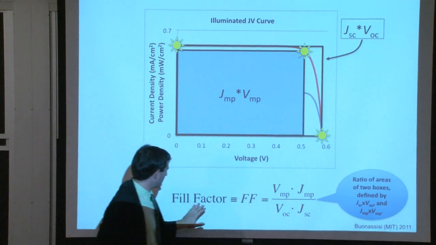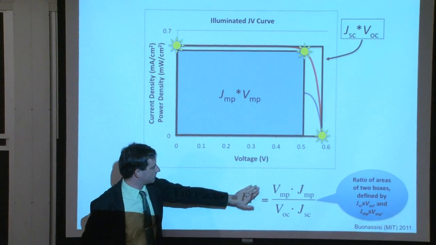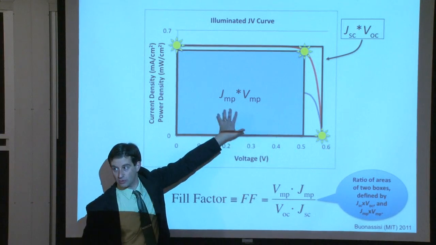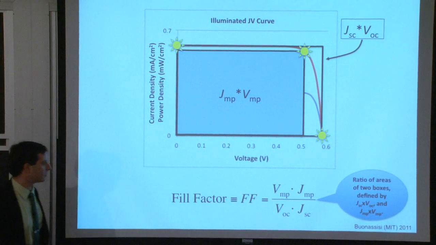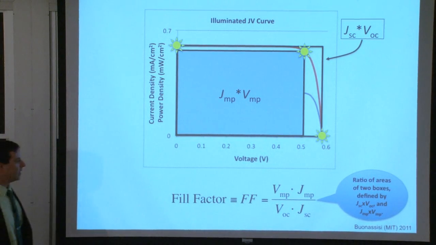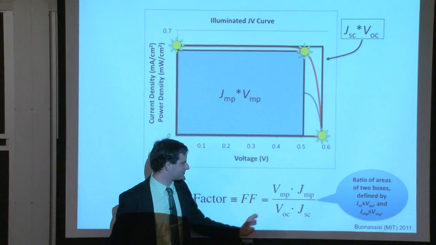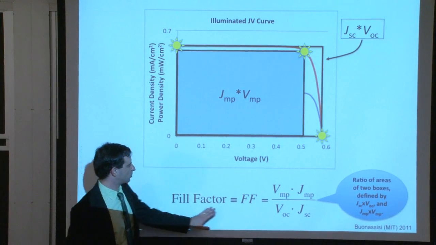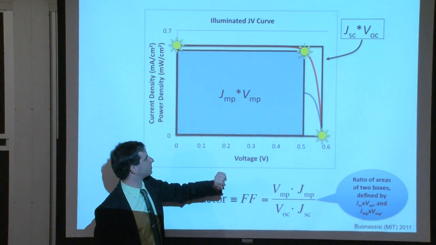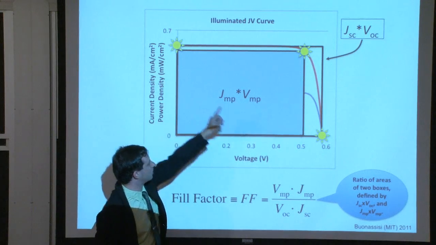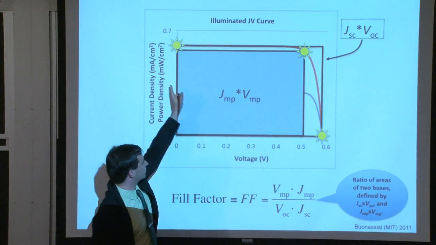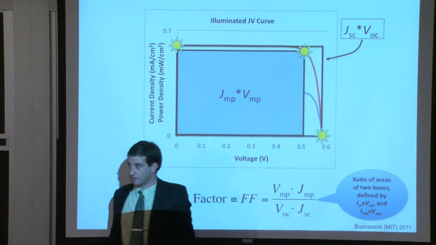And I'm going to define a parameter called fill factor, which will be the ratio of these two areas, the ratio of those two boxes. The Vmp times Jmp divided by the VOC Jsc. If this is 1, which is virtually impossible to do, it would mean that these two boxes were the same size, and the current and voltage at the maximum power points would be the current and voltage under short circuit and open circuit conditions, respectively.